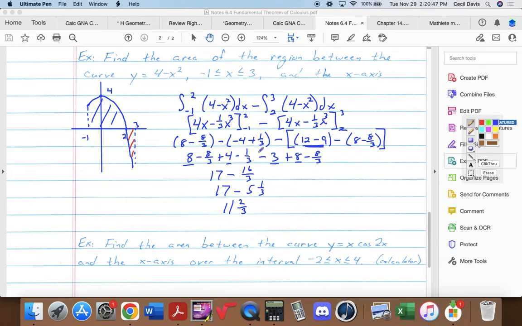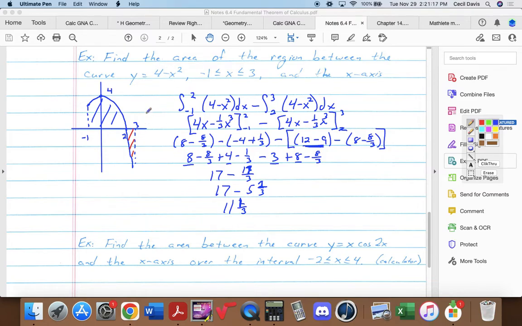Oh, did I leave that one off? Well, crud. So this is going to be 17/3. So this would be 5 2/3. So this is 11 1/3. Thank you. So that's going to be 5 2/3. Questions about that?